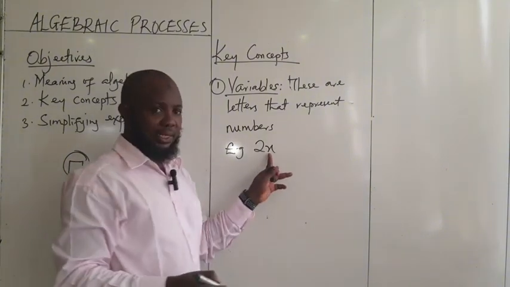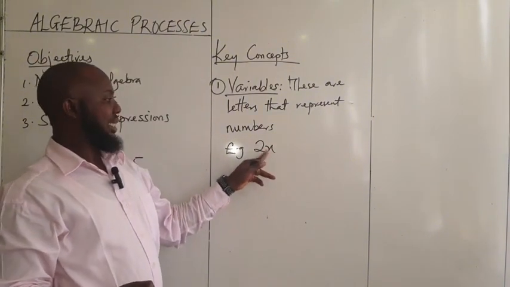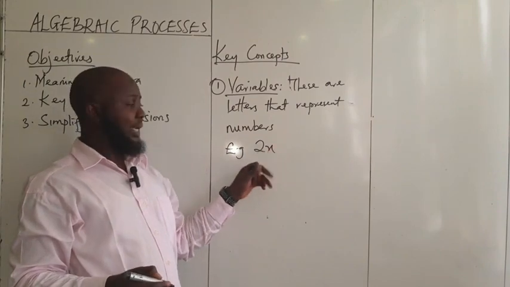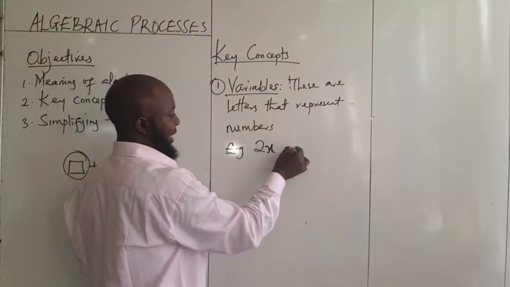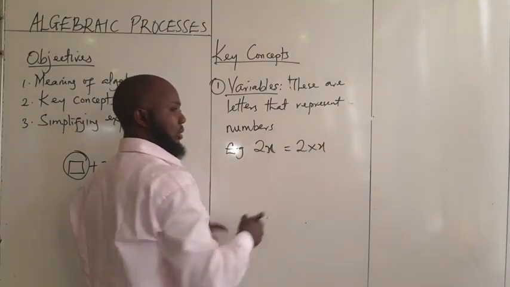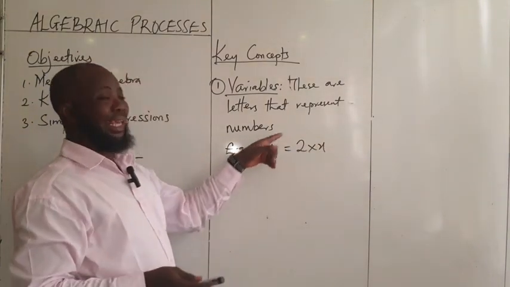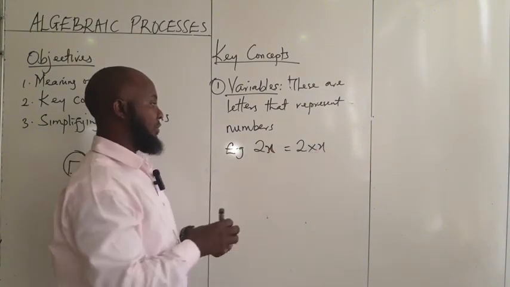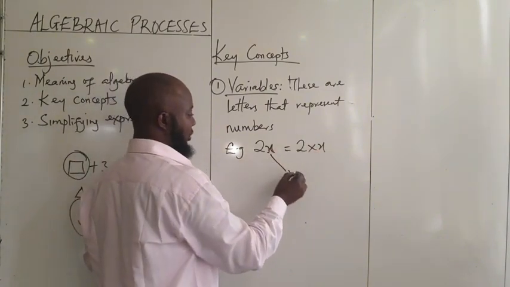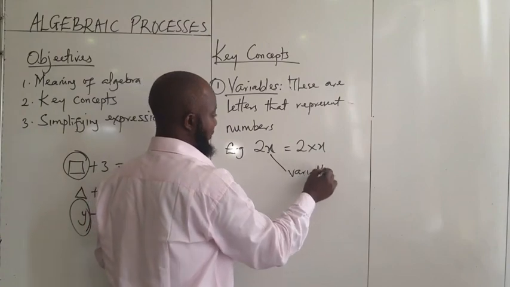For example, we have 2x. This x here is a variable. It's representing a number which we don't know. When you have 2x in this form, it is the same thing as saying 2 times x. So 2 is multiplied by a number which we don't know. So this x here is what we refer to as a variable.